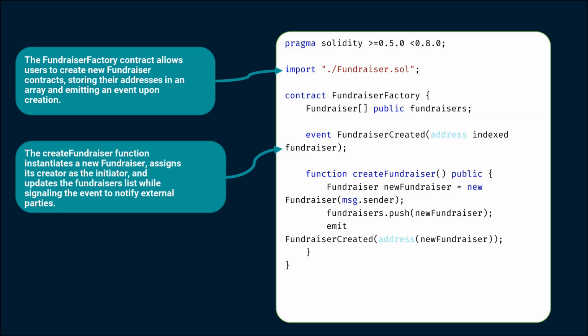Once the new fundraiser is created, we push its address into our fundraisers array, ensuring we maintain a record of all deployed fundraisers. Finally, we emit the FundraiserCreated event, providing transparency by notifying listeners with the address of the newly created fundraiser. This factory structure not only simplifies the process of launching fundraisers, but also streamlines record keeping and event notification, highlighting the advantages of smart contracts within decentralized finance.